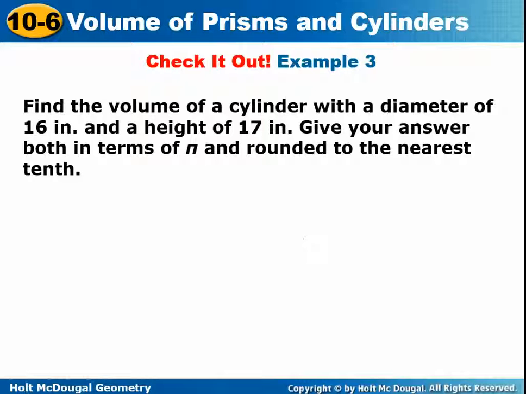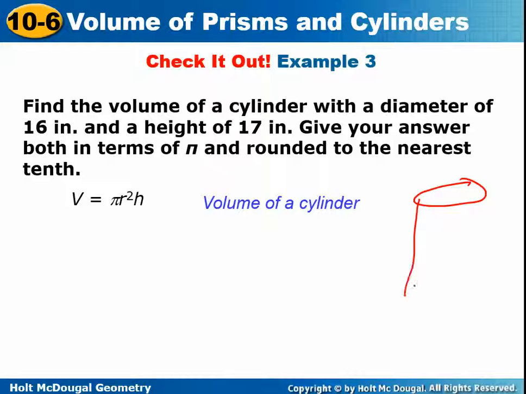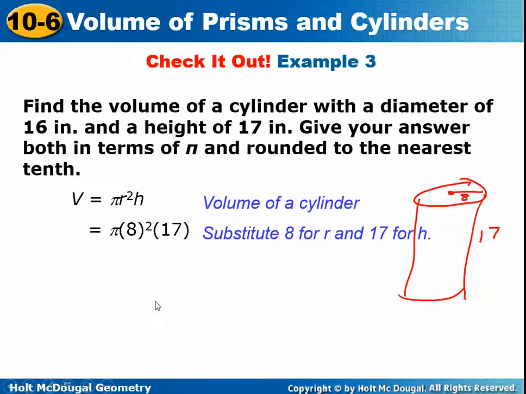All right, find the volume of a cylinder with diameter of 16. As soon as I see diameter, I'm like, well, I don't want diameter. I want radius. So here's my sloppy little cylinder here. They gave me a diameter of 16, but I need a radius of 8, and a height is 17. So the formula is pi r squared h. You plug in 8 for r and 17 for h.